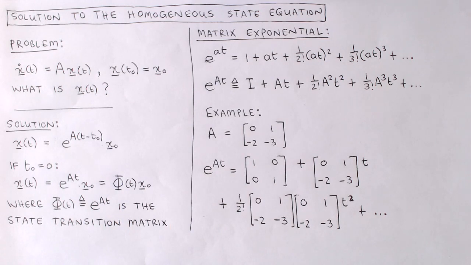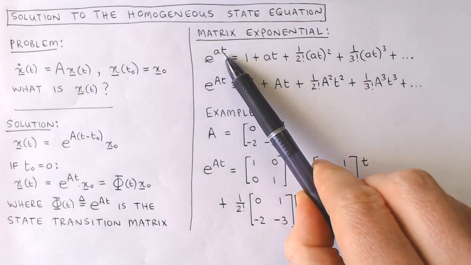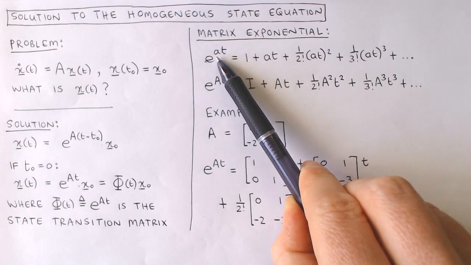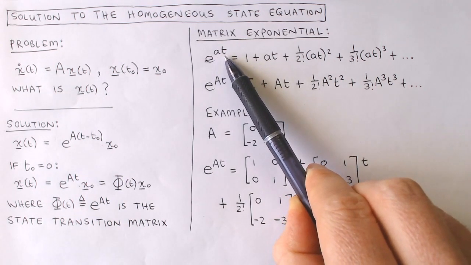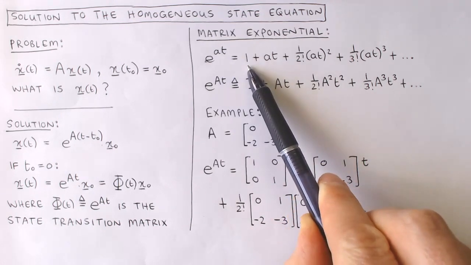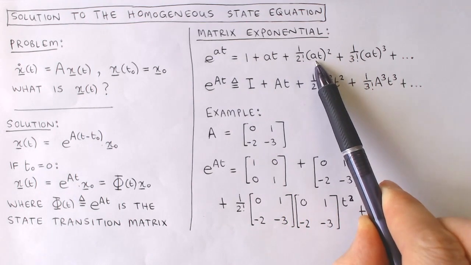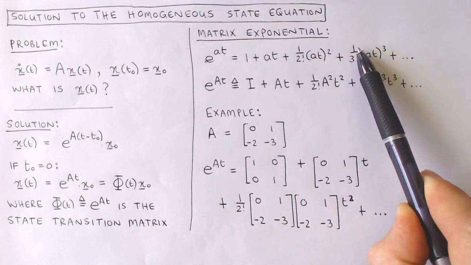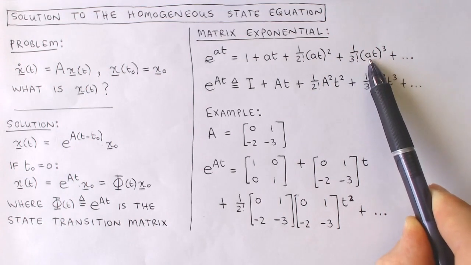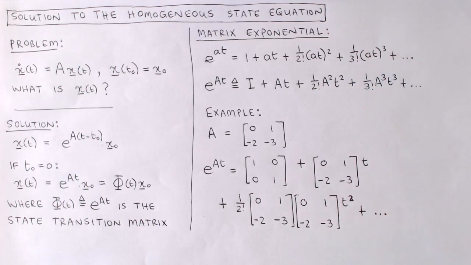The solution to the homogeneous equation uses the matrix exponential function. Let's first define it before looking at the solution. You should know by now that the scalar exponential function e to the at, where a is a constant and t is a variable, can be written as the power series 1 plus a times t plus 1 over 2 factorial times at squared plus 1 over 3 factorial times at cubed, etc.